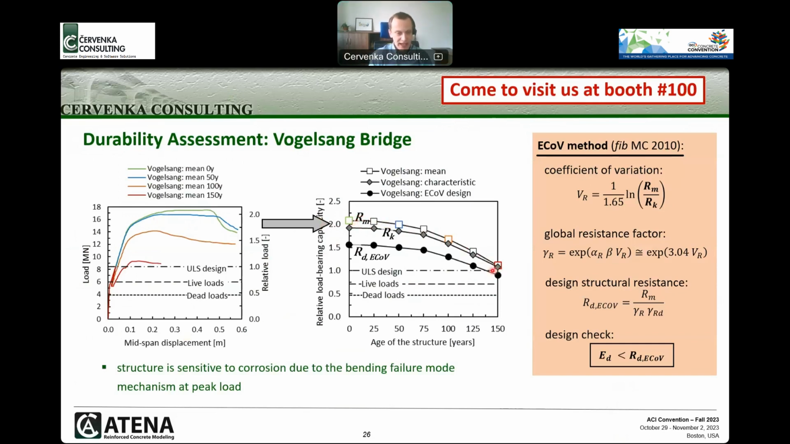resistance over the time. If the same thing is done with the characteristic material parameters, then it's possible to calculate the design load resistance based on the ECOF method. This is one of the methods which I was showing earlier. It's based on the FIB model code, and based on these two analysis runs, one with mean, one with characteristic material properties, it's possible to obtain the design resistance of the structure as a function of time.